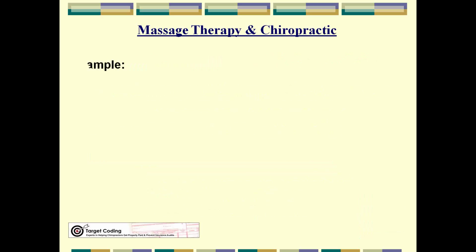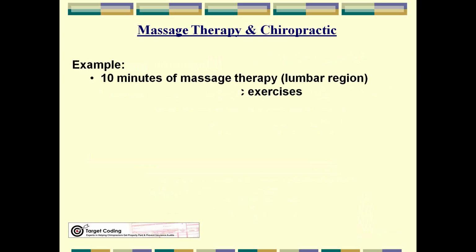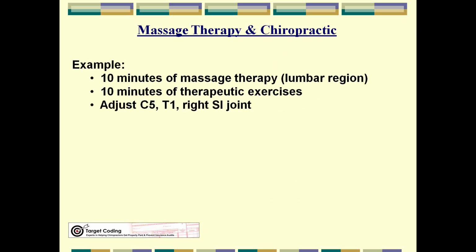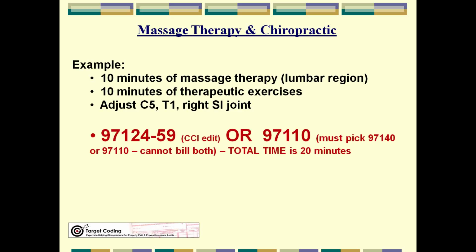Now, I'm going to give you a little surprise quiz. Let's say you do 10 minutes of massage on the lumbar region and 10 minutes, let's say, of therapeutic exercises. So 10 minutes of each, and then chiropractic adjustment to C5, T1, and the right SI joint. How would you bill this? Can you bill for both of those time services? See, according to Medicare, one unit is 8 to 22 minutes. But now I'm doing two services, 10 minutes each. Can I bill both? No.